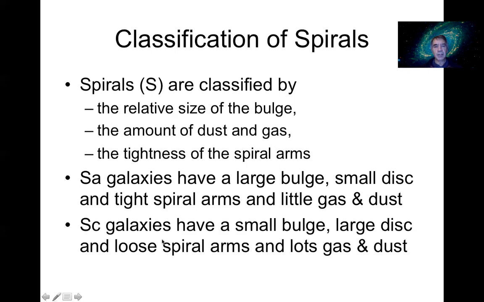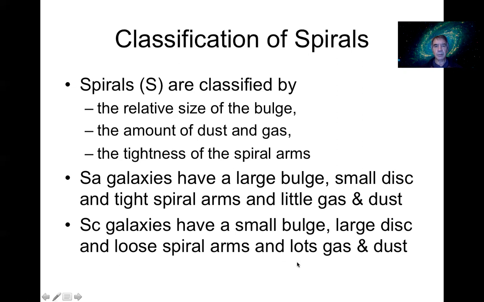Then at the other end of the scale, you've got SC galaxies. As we should see, there's A, B, and C. So the SC galaxies are the opposite. They've got a small bulge relative to a large disk. The spiral arms are quite loosely wound, so they spiral outwards more quickly. And you've got lots of gas and dust because the disk is dominated by gas and dust, as well as the stars, the young stars. And then, of course, you've got the SBs, which are in between these 2 extremes. So SA, B, and C.